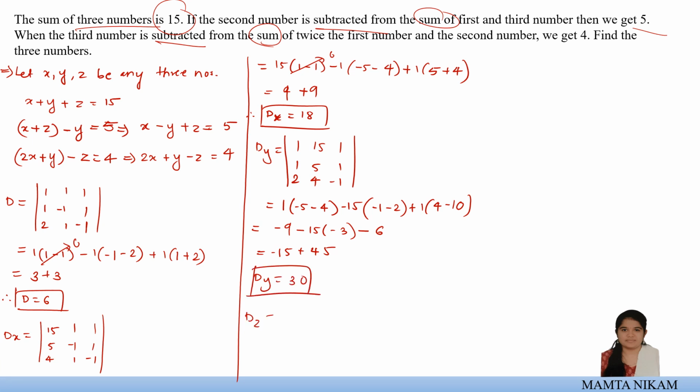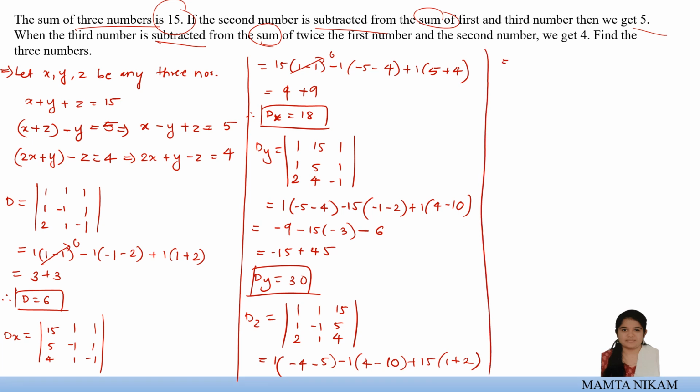Then we need to know what is Dz. What will Dz be? The determinant with first column 1, 1, 2, then 1, minus 1, 1 and 15, 5 and 4. This is going to be 1 times (minus 4 minus 5) minus 1 times (4 minus 10) plus 15 times (1 plus 2). Therefore Dz will be minus 9 plus 6 plus 45, and the value of Dz will be 42.